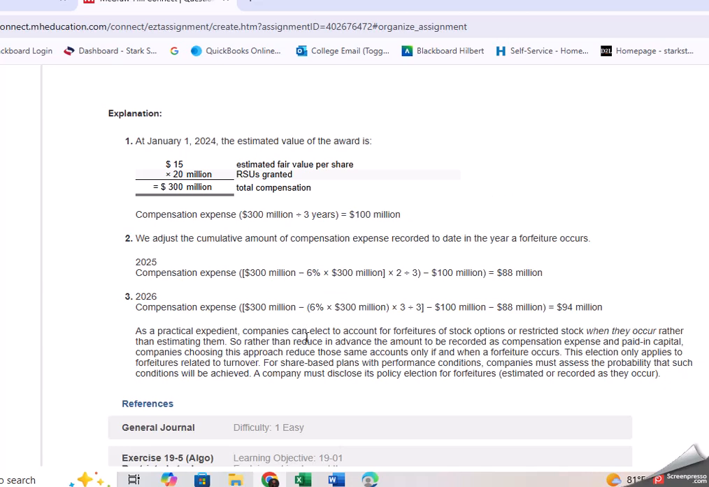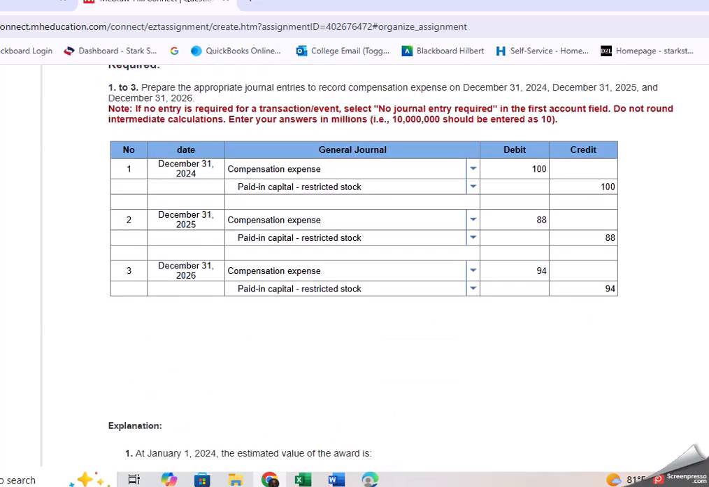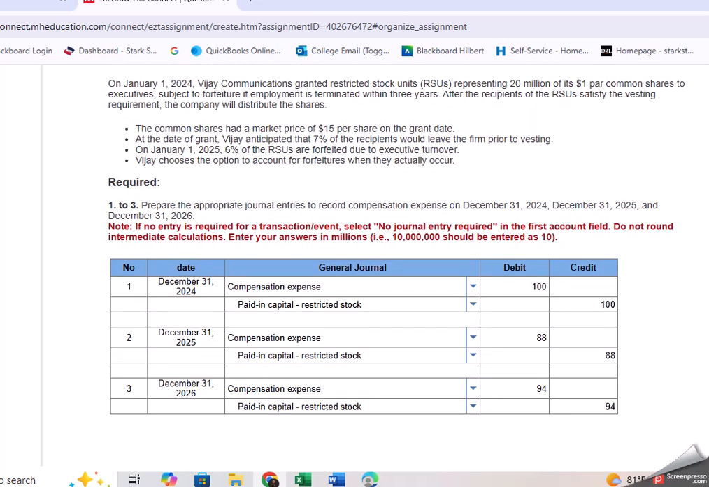Now then year 3, we are just at the 300 million minus the 6%. So again, that's 18 million. So that leaves the 282 million. And then we're going to subtract out the 100 million that we took in year 1, and then the 88 million that we took in year 2. And then that would leave us expensing 94 million in year 3. So that is how those journal entries are created.